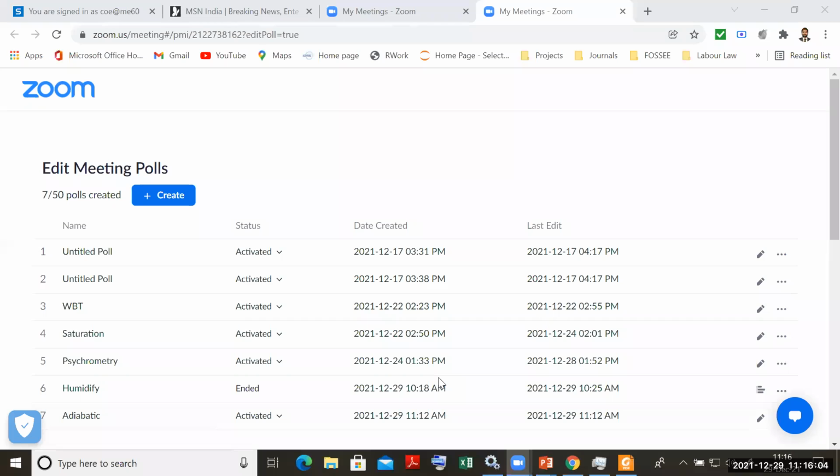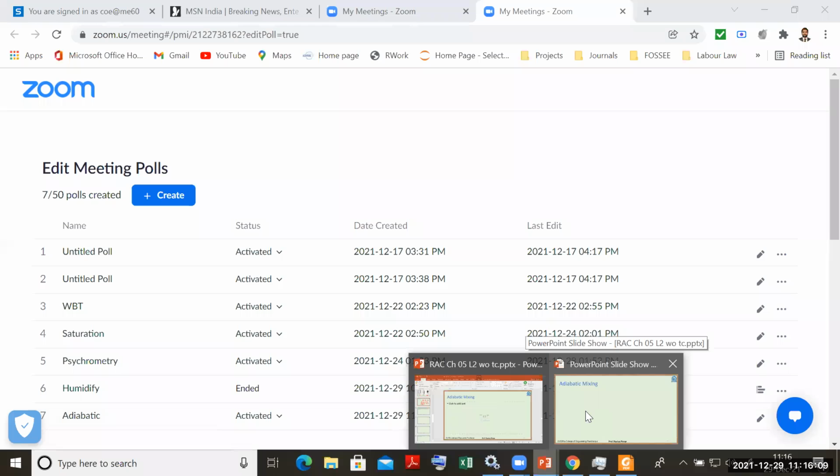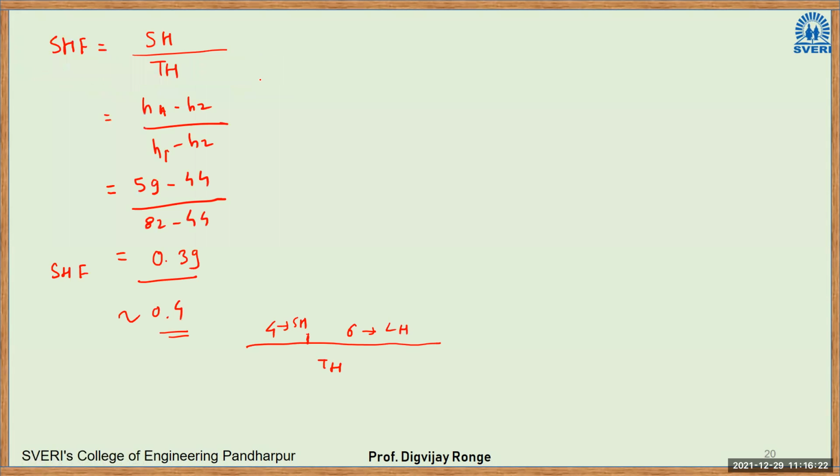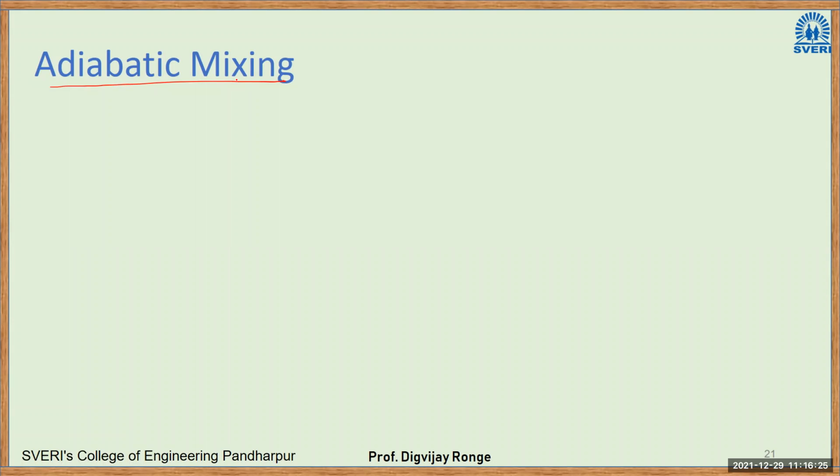Today we'll finish the derivation for adiabatic mixing. Then we can go for the numericals. So, adiabatic mixing. First we'll understand the objective, or the motive behind adiabatic mixing.